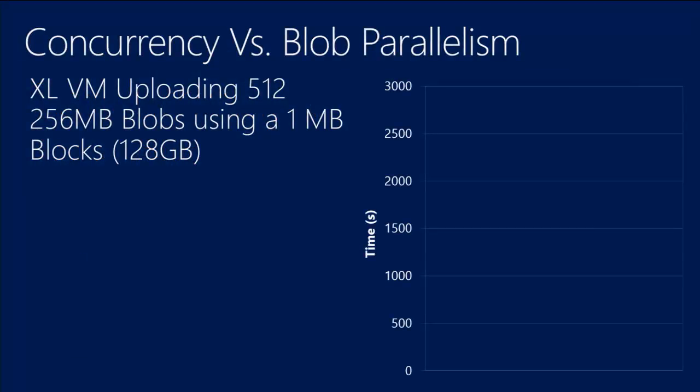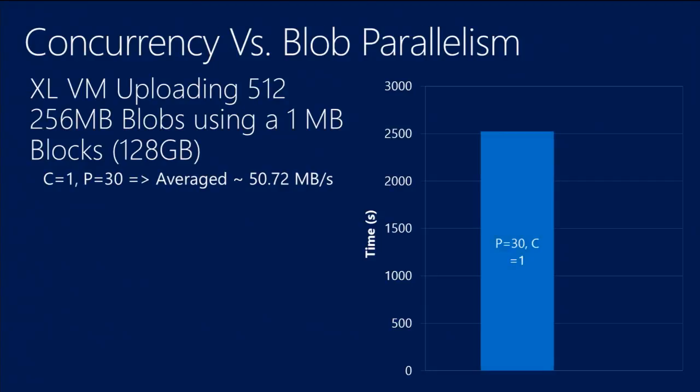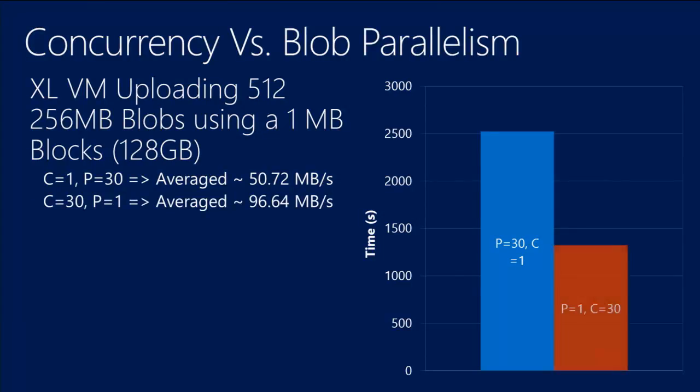So we have an XLVM uploading 512 256 megabyte blobs with a 1 megabyte block size. This is roughly 128 gigs. So our first test there, parallelism set to 30 with one blob, we averaged 50.72 megabytes. It's not bad. However, if we do multiple blobs, now we're close to 100 megabytes a second. And the server, again, can continue to scale. So this is almost twice as fast.